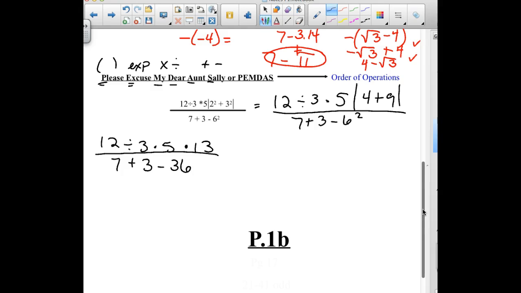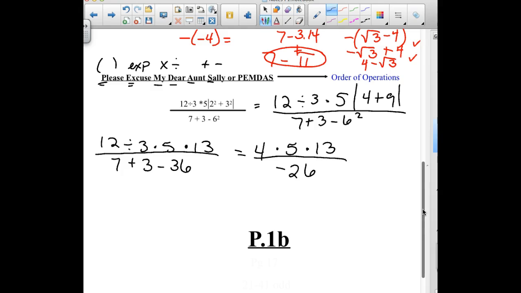All right, and now going back, let's deal with any multiplying and dividing. Keep in mind we have to go left to right. So my first step is to take 12 divided by 3, which is going to give us a 4. Then we're multiplying times 5 and 13. All right, now I could do that multiplication. I'm going to leave it just for a second and simplify the denominator a little bit here. We have 7 plus 3, that's 10, and 10 minus 36 would be negative 26.